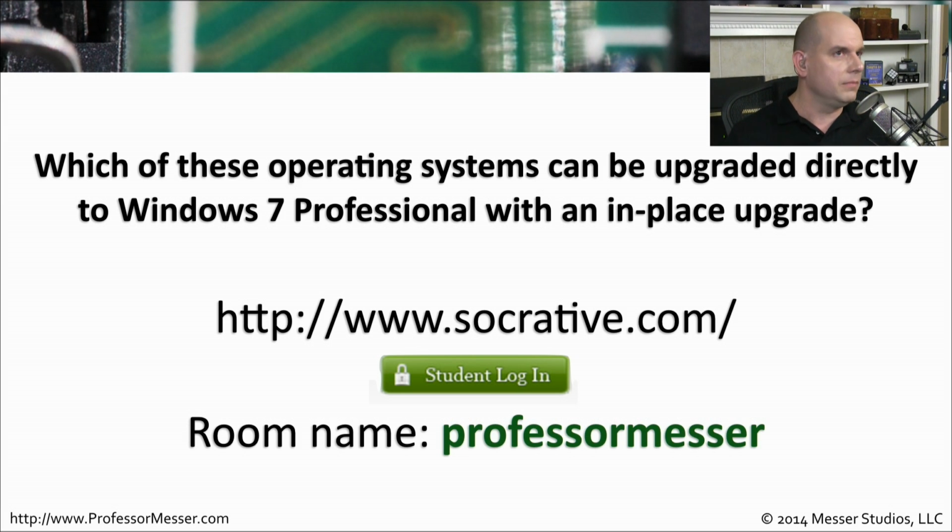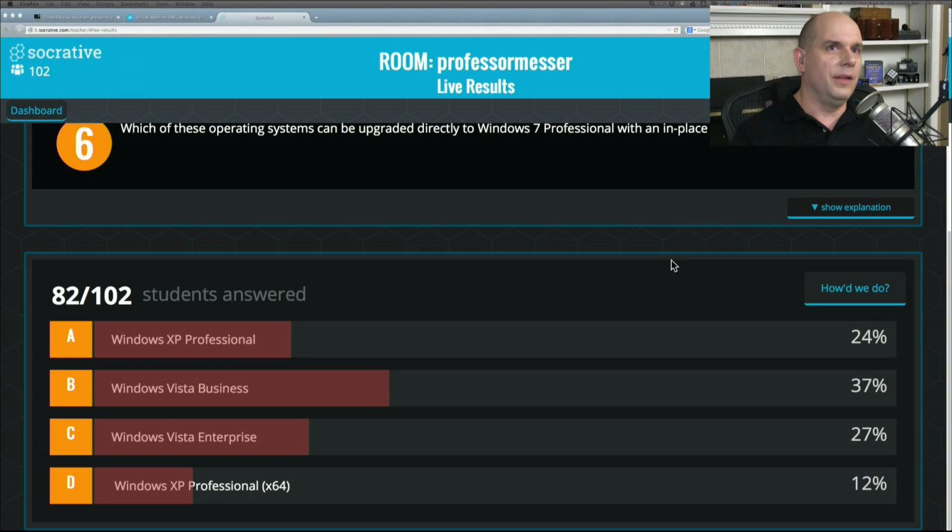So let's see how we did. Let's see what you said on this. Oh, we got a good mix here of what people said. I like these questions. I feel like you never learn something unless you are fixing something that's broke or you get something wrong. I think that's a good opportunity to actually learn the answer. And I try to give you questions that you really have to think about. There are multiple steps. So in this one, which of these operating systems can be upgraded directly to Windows 7 Professional with an in-place upgrade?